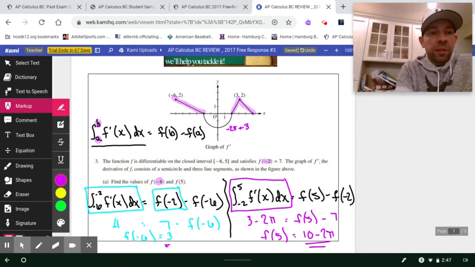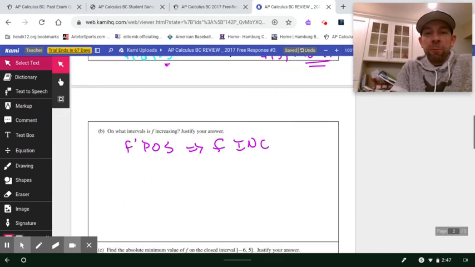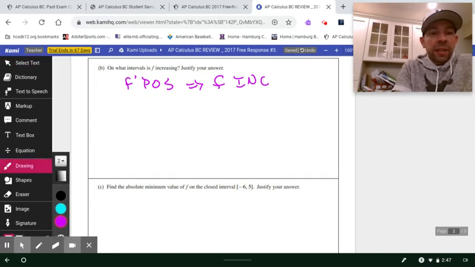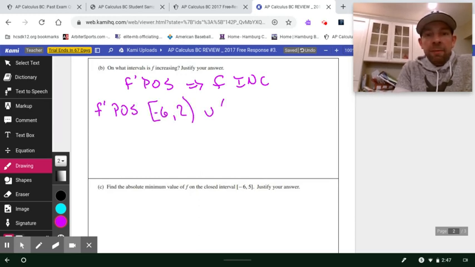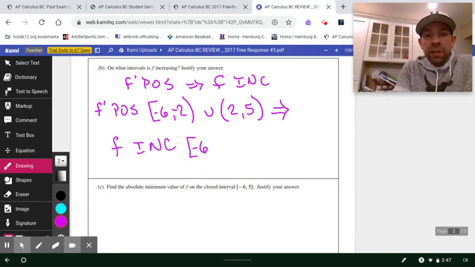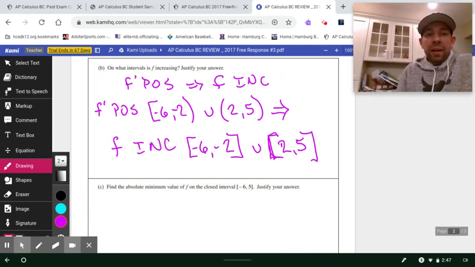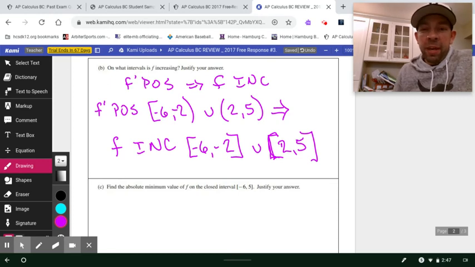So those two intervals. And watch how I want to write this. I'm going to get real formal here for a second. F prime is positive from -6 to -2, and from 2 to 5, which implies that f is increasing on the closed intervals. Notice how these are now closed. And again, this all goes back to our textbook definition of how that f prime value influences our f behavior.